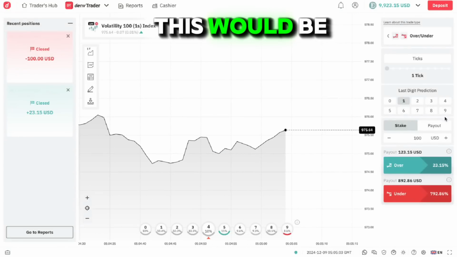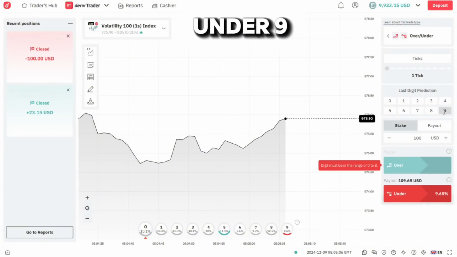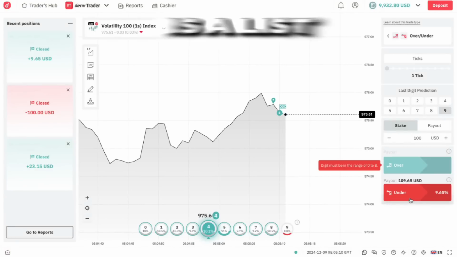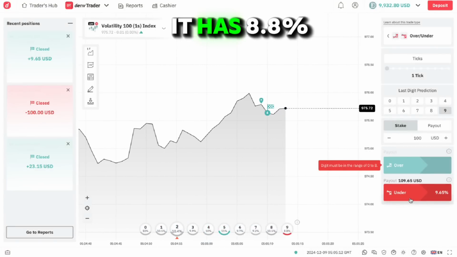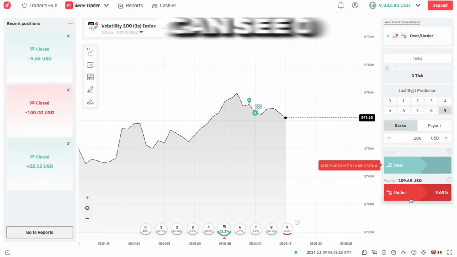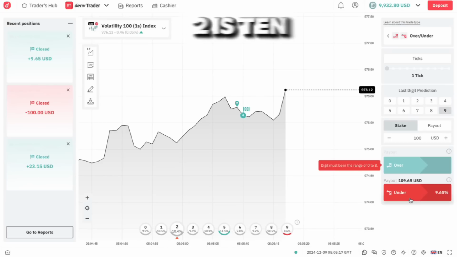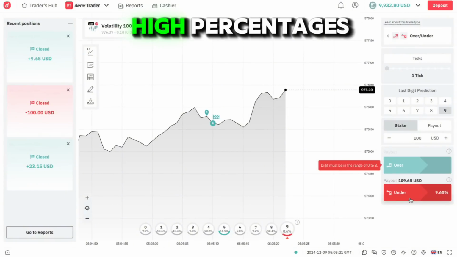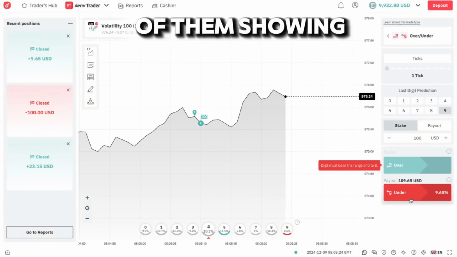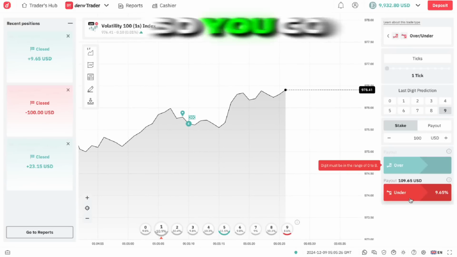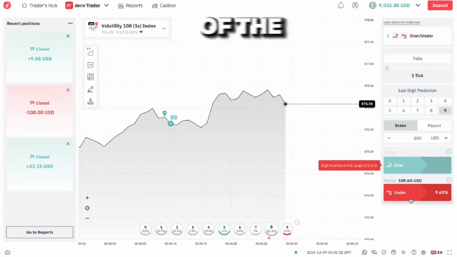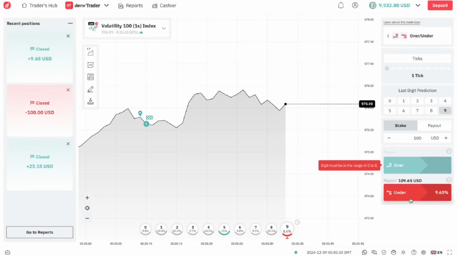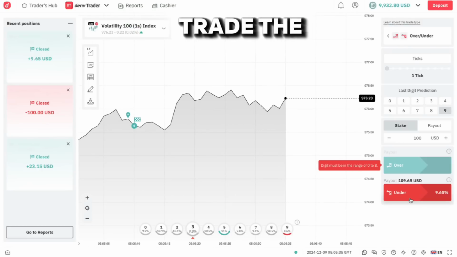For example, this would be a good market to go for under 9, because 9 is the least appearing. If 9 is the least appearing, as you can see, it has 8.8%. It means you can see 0 is 10, 1 is 10, 2 is 10, 3 is 9.8. All of them up to 5 have such high percentages, so the possibility of them showing up is quite high. So you go for that side of the market. Remember, that is all you need to know on the percentages for you to be able to trade.